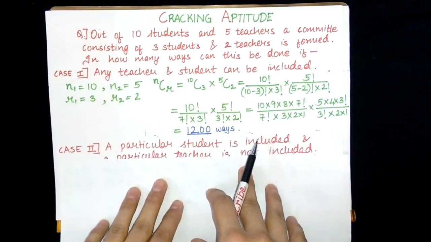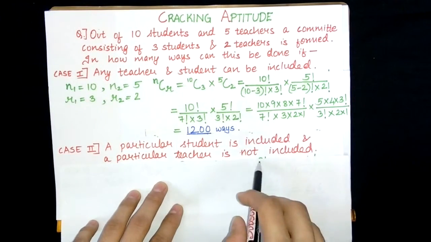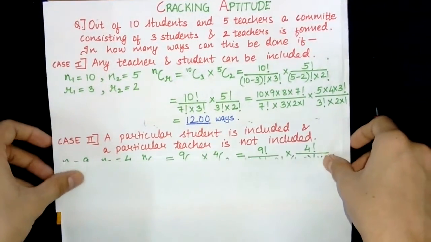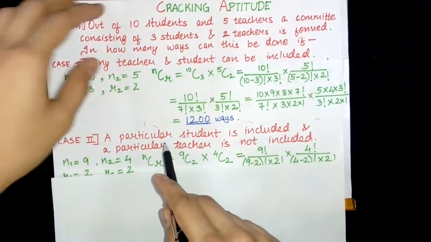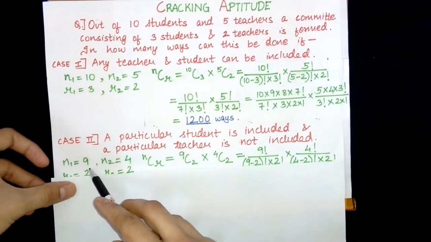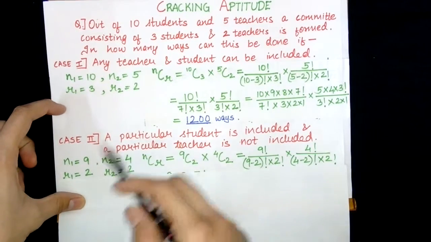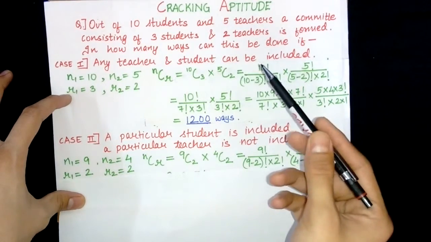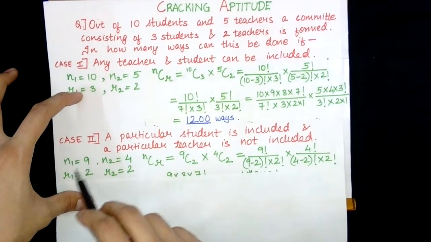So now let's come to the second case, where a particular student is already included and a particular teacher is not included on the committee. When a particular student is already included, out of 10 students, 1 student is already selected, and now we are left with 9 students, and R1 becomes 2, because there are 3 students on the committee, 1 student is selected, and so only 2 students can now be selected from the remaining 9 students. So N1 is 9, R1 is 2.